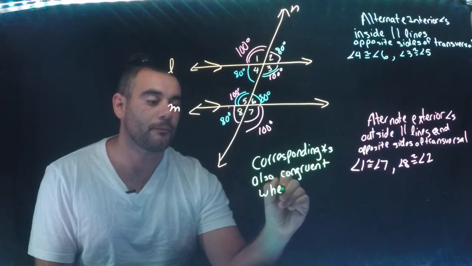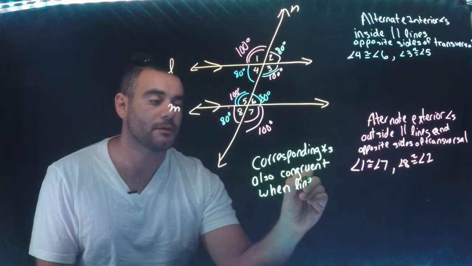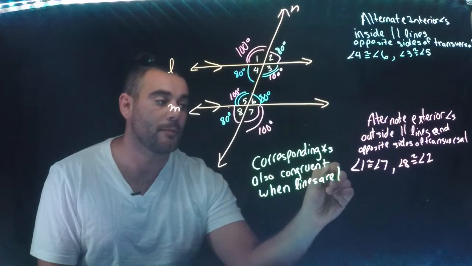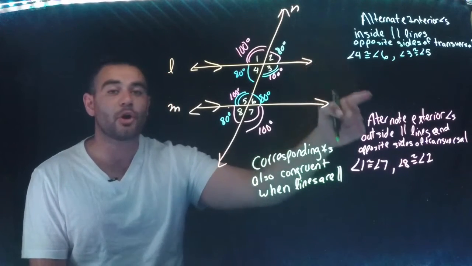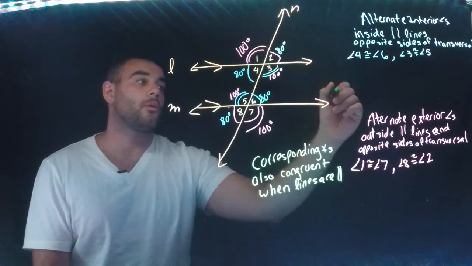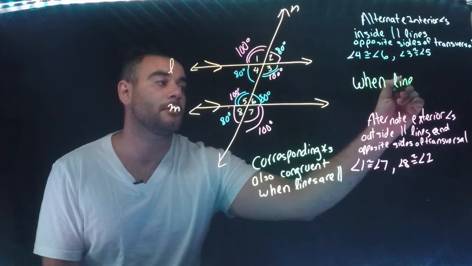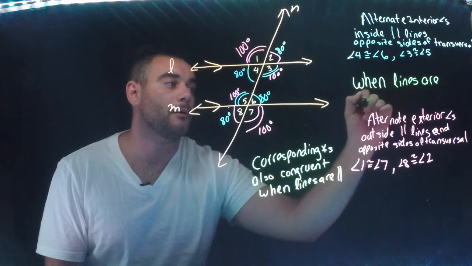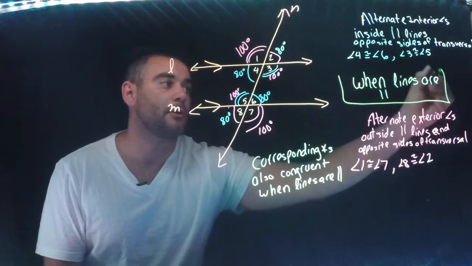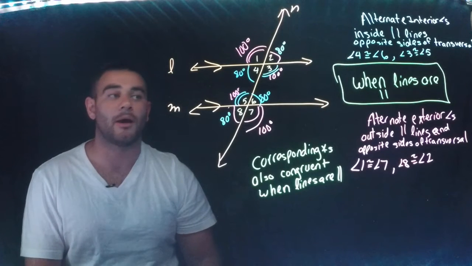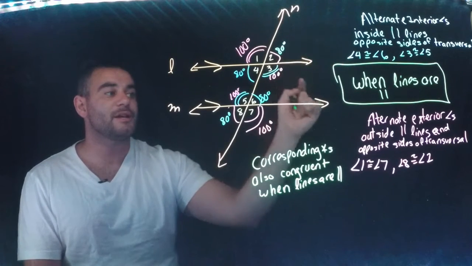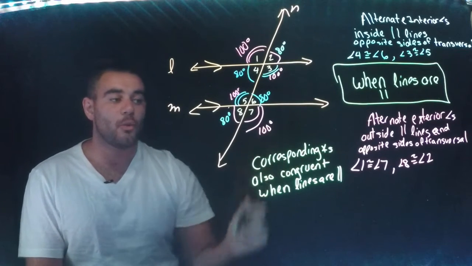when lines are parallel. These are all true, right? The important fact here, when lines are parallel. This is our important fact. They must be parallel lines, right? Now we have alternate interior, we have alternate exterior, we have corresponding.